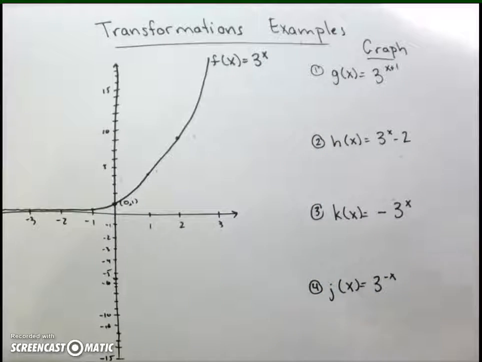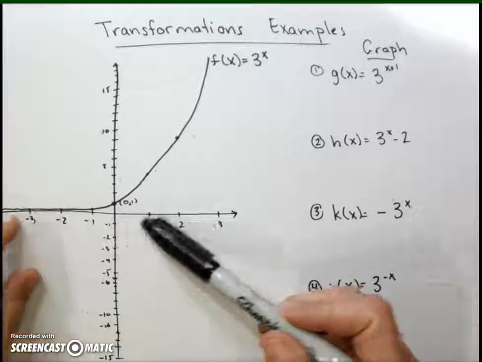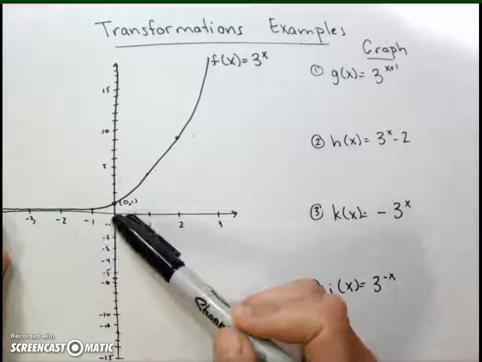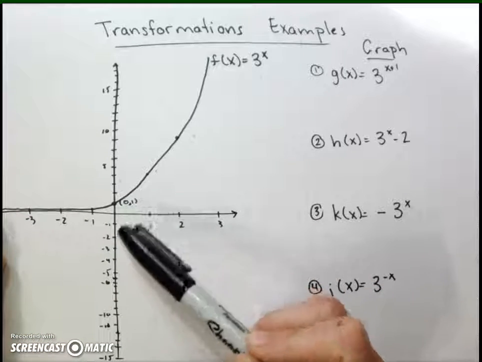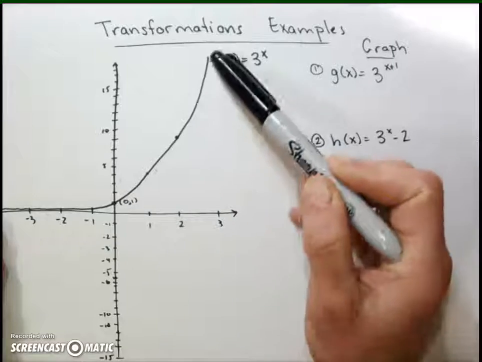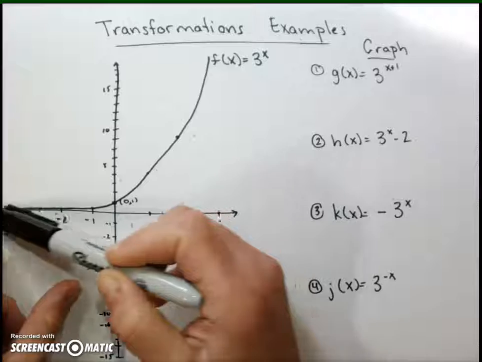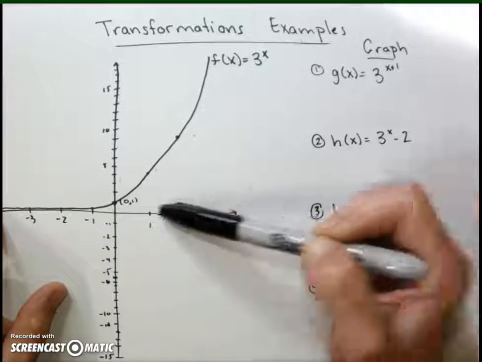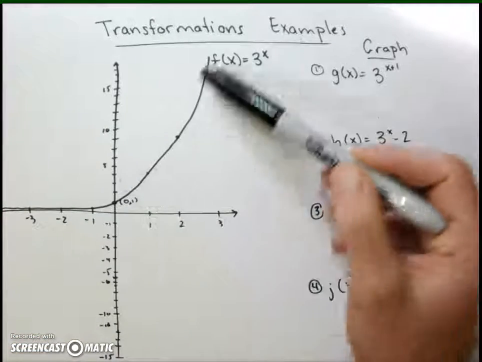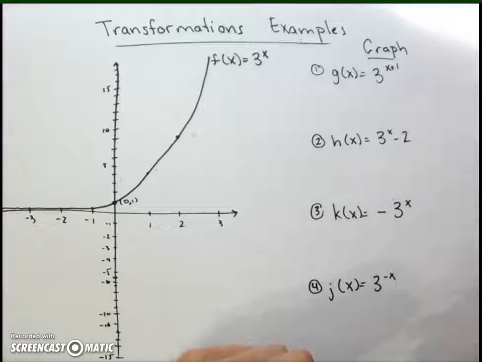From the last video we know that the domain of this function is all real numbers. We know it goes through the point (0, 1), and we know it's increasing as x gets large. And as x goes to negative infinity, we have this horizontal asymptote at y equals 0. So this is what the graph of 3 to the x looks like.